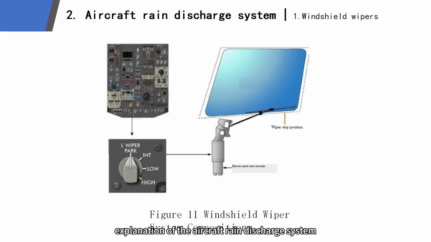The system explanation of the aircraft rain discharge system. The composition of the windshield wiper system. There are wipers in the windshield directly in front of the left and right units, and each wiper is driven by a separate electric motor. The converter converts the high-speed low torque of the electric motor into a low-speed high torque to drive the wipers, and at the same time, it can realize the control of the synchronization of the left and right wipers and the stop position. Aircraft wiper switches generally have three positions: stop, high speed, and low speed.